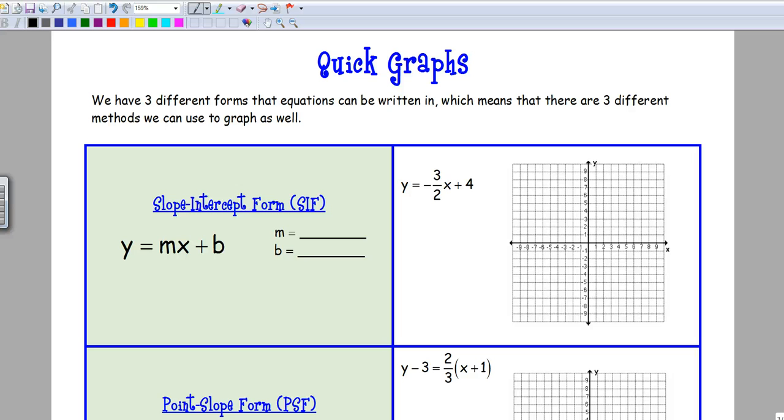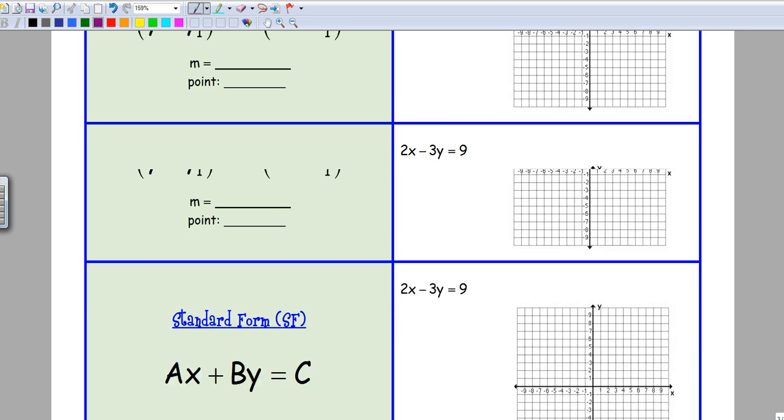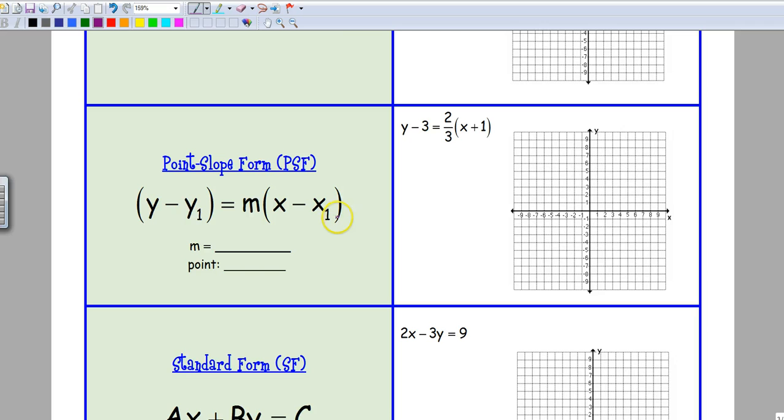All right, last up, quick graphs. We have 3 types of forms that we want you to graph from: slope-intercept form, point-slope form, and standard form. We don't necessarily care which form you use or which way you graph, certainly based on the equation, some ways are easier than others. For example, some people prefer to take standard form and move it into slope-intercept form and then graph the first way I will show you. Same with point-slope form. Some people like to change this to slope-intercept and then graph.